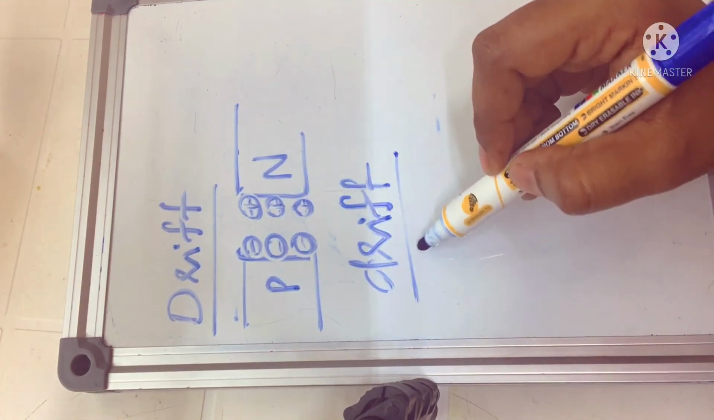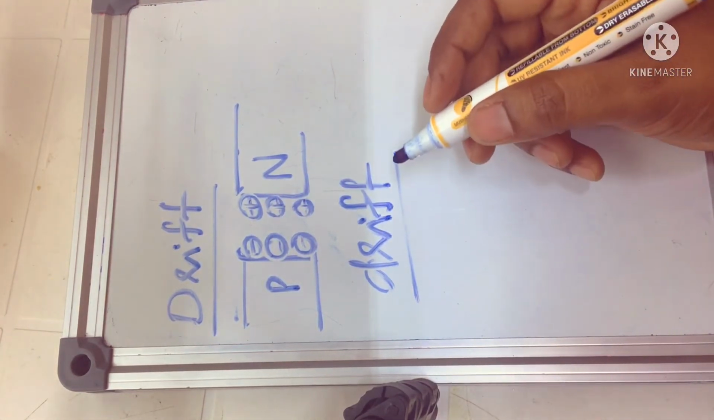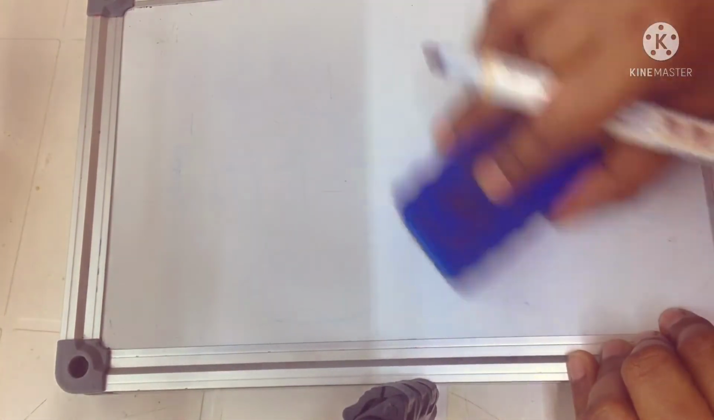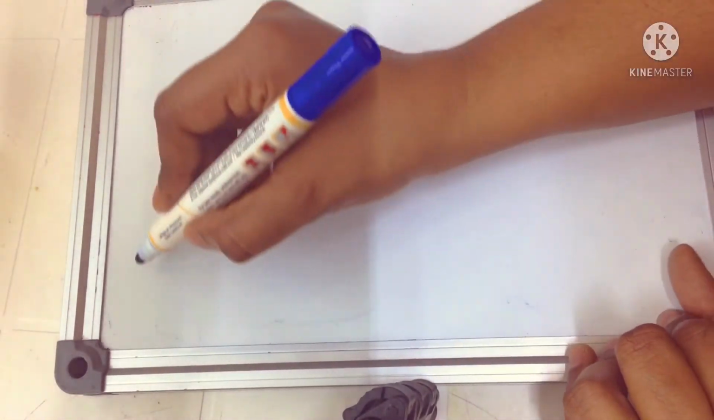So, due to drift and diffusion, a p-n junction is formed. There are two types of biasing, forward biasing and reverse biasing.